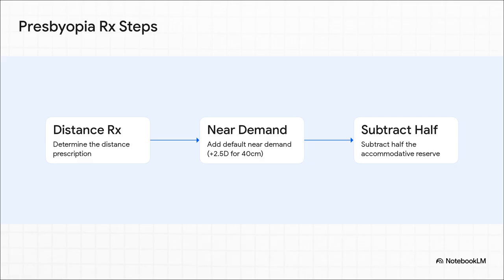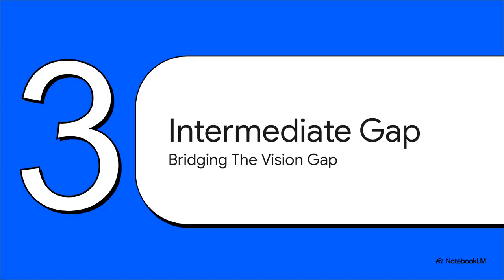So let's look at our 4-diopter hyperope with 3 diopters of reserve. They need plus 4 for distance, plus 2.5 for near, minus 1.5 of their own reserve. Boom, their single vision reader is plus 5 diopters. Now for the myope, they need minus 4 for distance, plus 2.5 for near, minus 2 of their own reserve. This leaves a final reading prescription of minus 3.5 diopters. Make sense? Which brings us to Section 3, Bridging the Intermediate Gap.